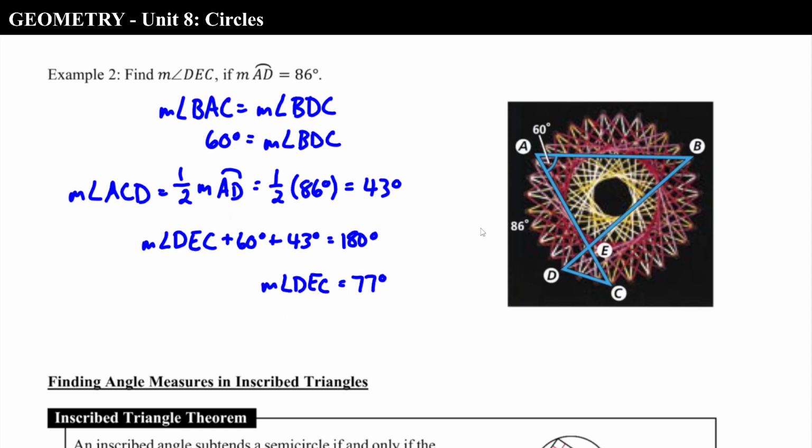So you have to kind of follow the breadcrumbs a little bit, but you can use a lot of these new things that we're learning to find what we're looking for.